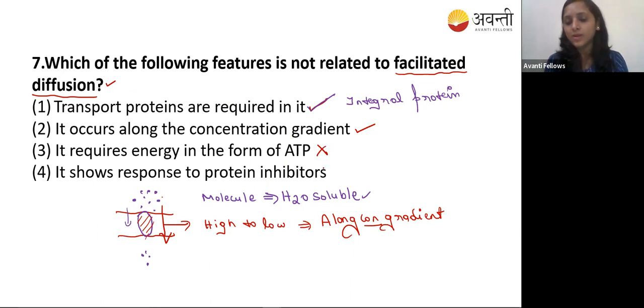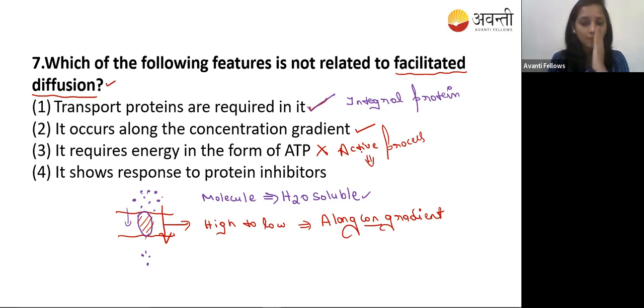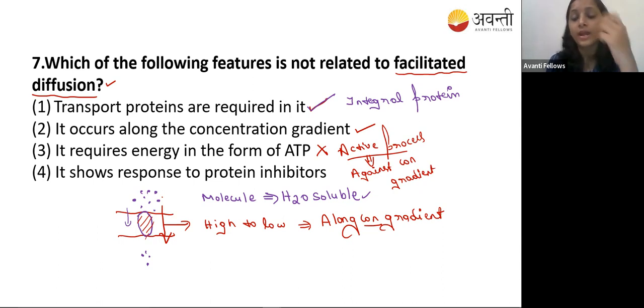So where is the ATP molecule required? In the active process, right? The active process is nothing but against the concentration gradient. Remember, guys, whenever the active process is happening, the ATP molecule is required and the protein molecule is also required. Here the molecule will move from the lower concentration to the higher concentration. That is why we call it against the concentration gradient.